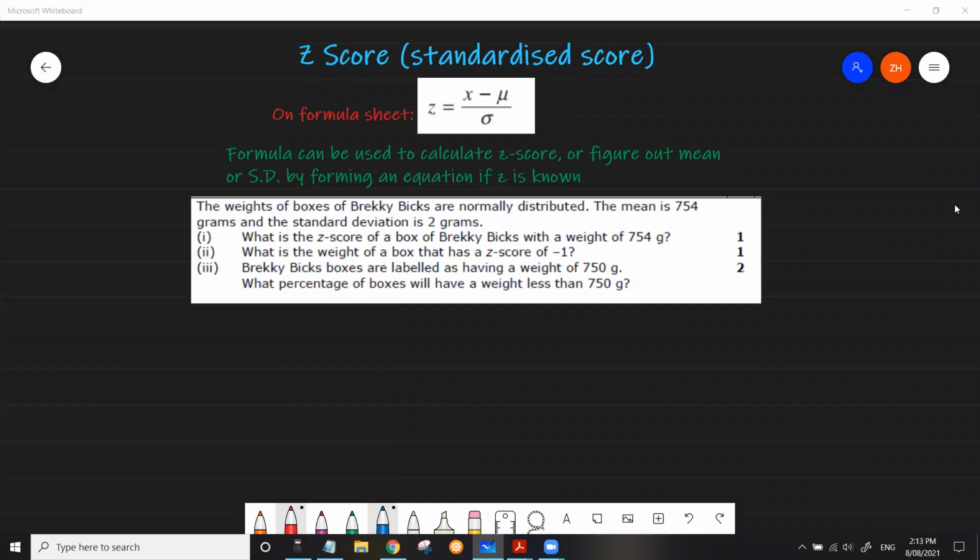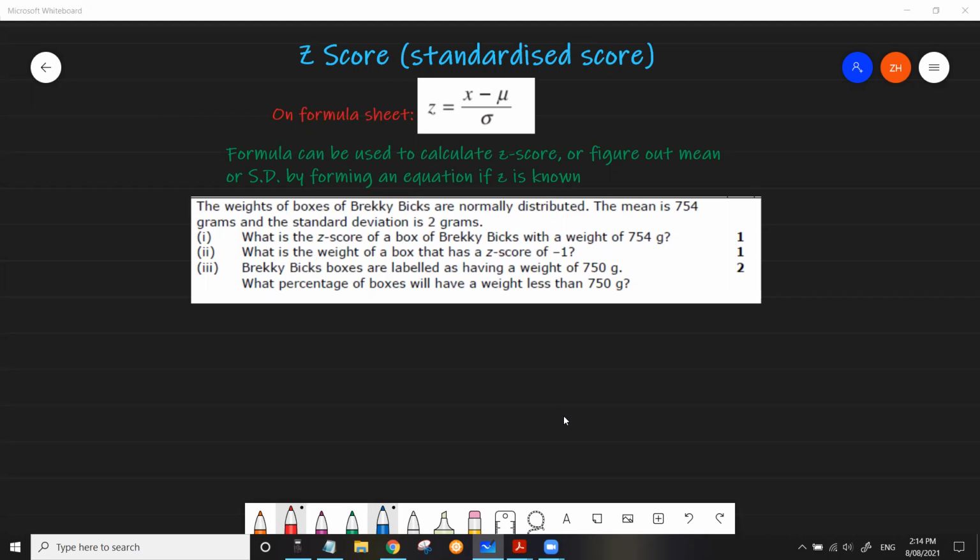Okay, so for our final example, we're actually going to look at the Z-score, or what we could call the standardized score. On our formula sheet, we do have this formula here for calculating the Z-score. So the Z-score is equal to whatever score you are looking at in your data set minus the mean itself, divided by the standard deviation. So we can use that formula to calculate the Z-score if we know the mean and the standard deviation and we're looking at a particular score in our data set. Or we can figure out the mean or the standard deviation by forming an equation if the Z-score is known.